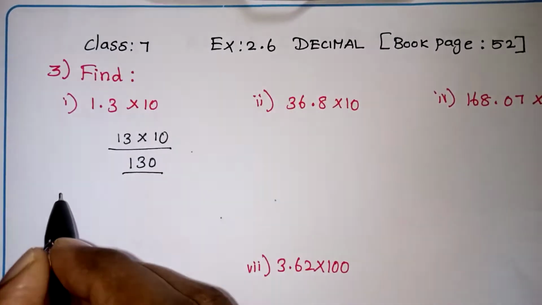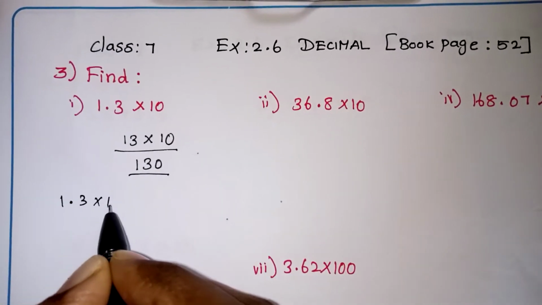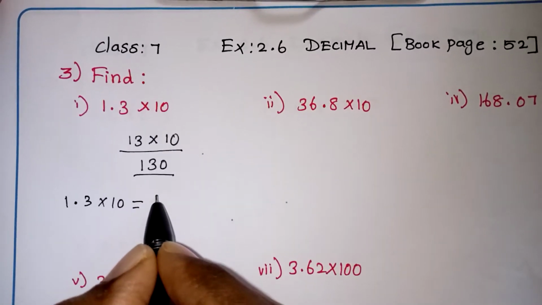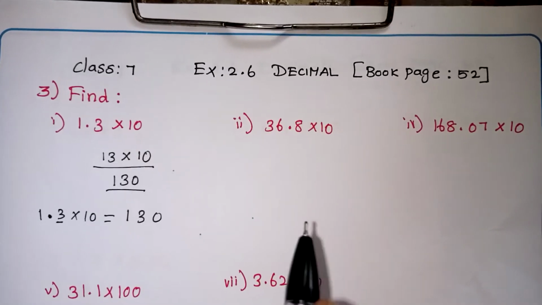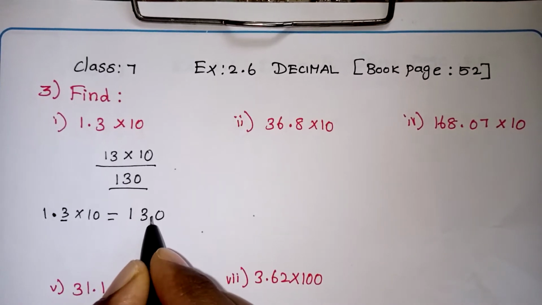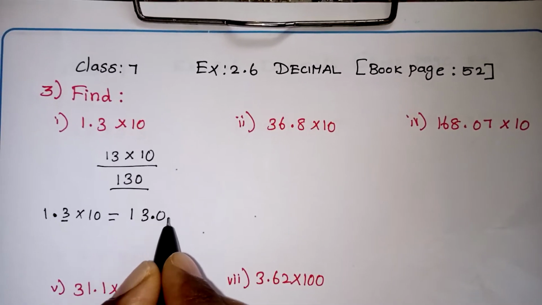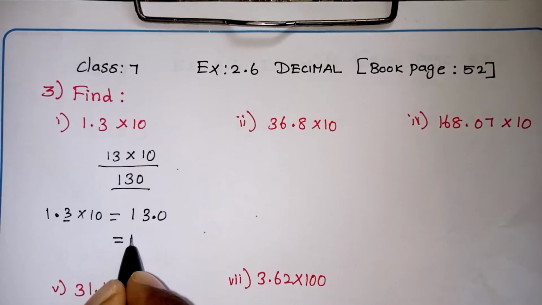So how do we write the answer for 1.3 into 10? Without the point, our answer is 130. But here we have only one number after the point, so in our answer also there should be one number after the point. So we have to keep a point here. After the point we have 0, which has no value, so we can write it as 13.